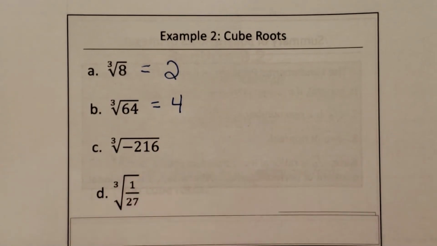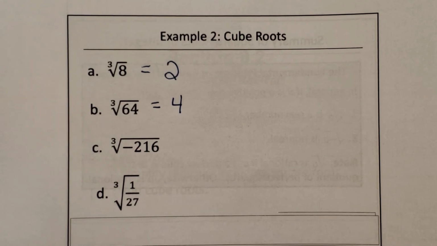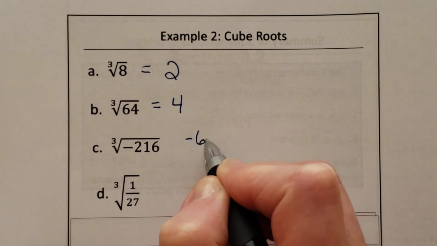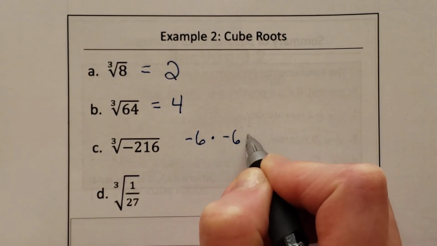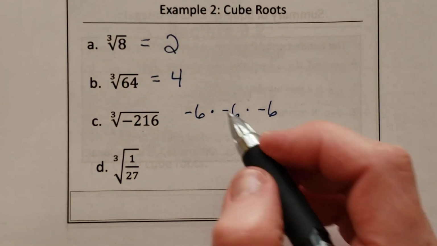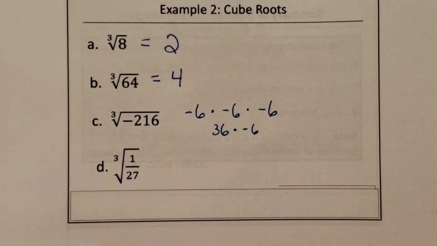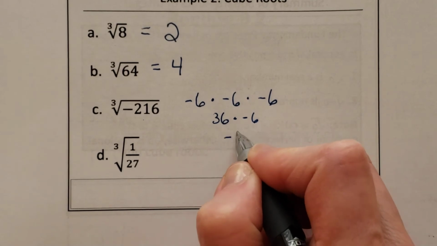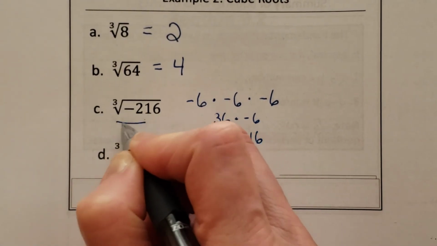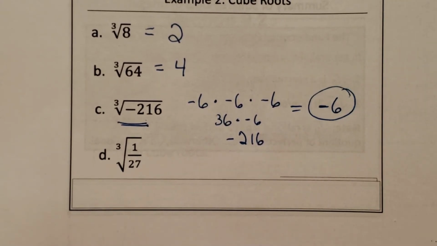The cube root, now this one, we have a negative under the radical, and you may want to say, well, that's a non-real number. However, since 6 times 6 times 6 is 216, let's check to see, is -6 times -6 times -6 a negative answer? Yes, it is. -6 times -6 is positive 36. And positive 36 times -6 is -216. So this is a real answer. The real answer is -6.